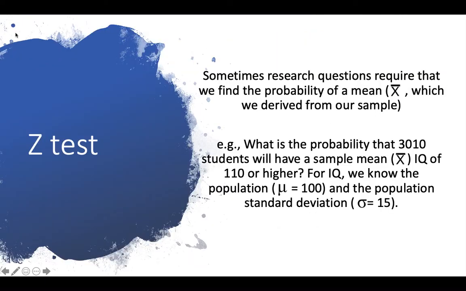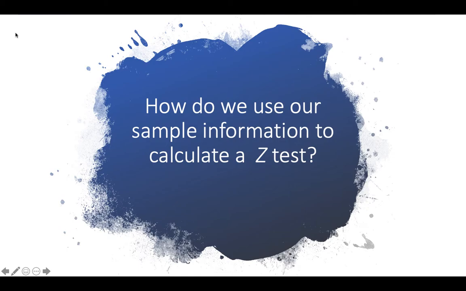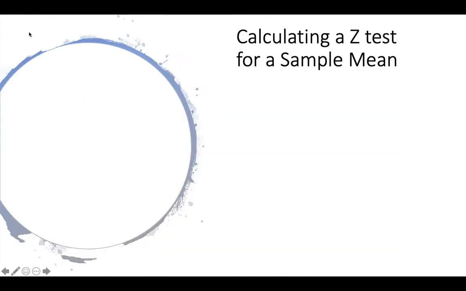Sometimes we ask questions that require us to find the probability of a mean. For example, what is the probability that 30 students will have a sample mean of 110 or higher? If we know our population mean and the standard deviation, we can figure out how likely 30 students are to have a sample mean of 110 or higher. So how do we use our sample information to calculate a z-test? A handy-dandy formula.